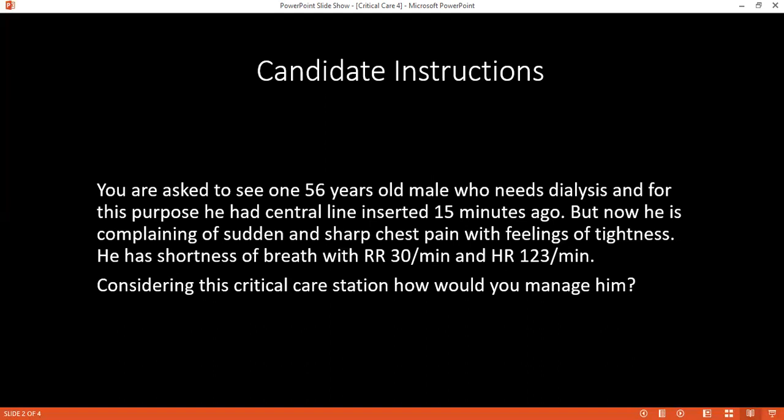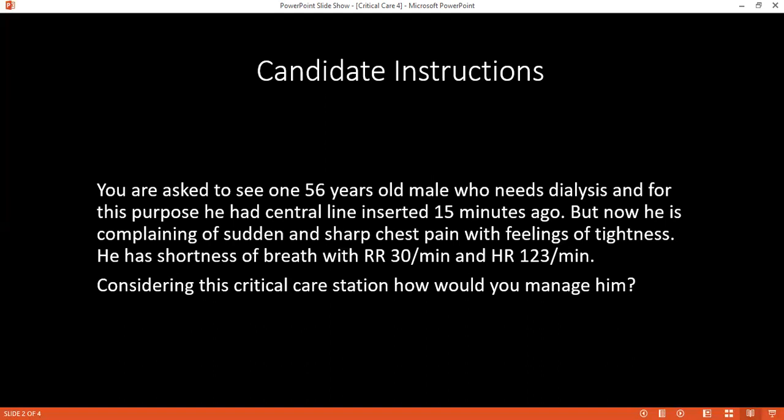Can you please tell me the surface markings for the internal jugular vein? It is a straight line from the mastoid or ear lobule to the medial end of the clavicle, in between the two heads of the sternocleidomastoid muscle.